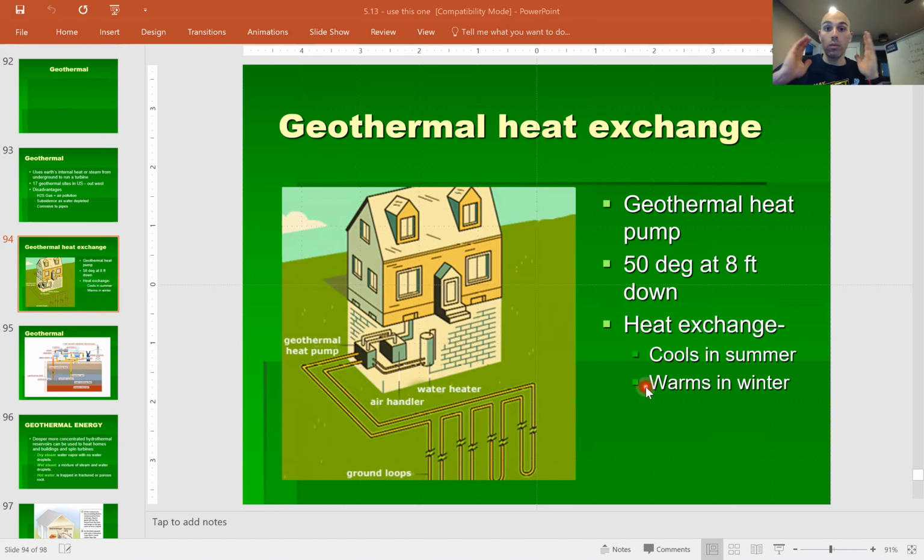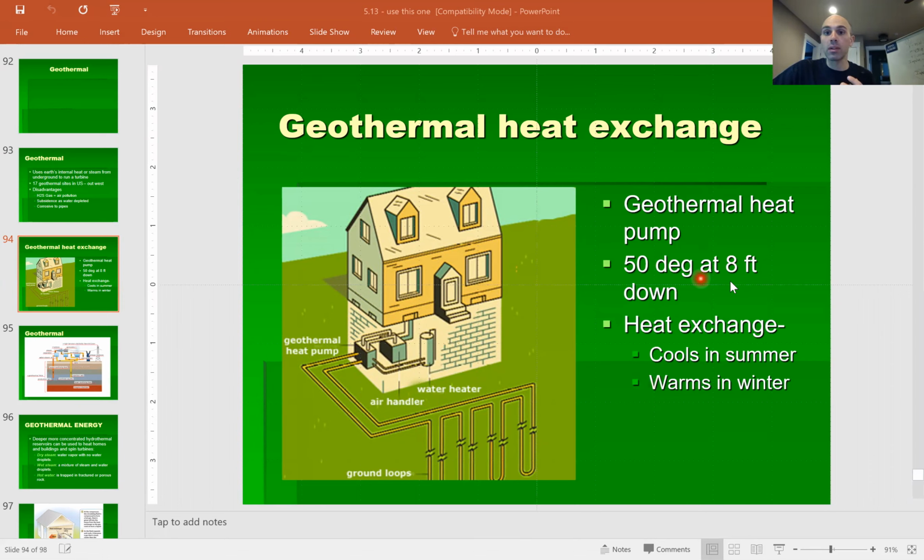Let's see. So how does this work? Well, the ground is always a very consistent temperature, around maybe 40 degrees Fahrenheit. So that being said, in the winter, it's warmer than the air temperature. In the summer, it's cooler than the air temperature. We could use this as a heat and reverse heat pump. We could warm our house in the winter because the ground is warmer. We can cool our house by drawing the heat out in the summer because the ground is cooler.